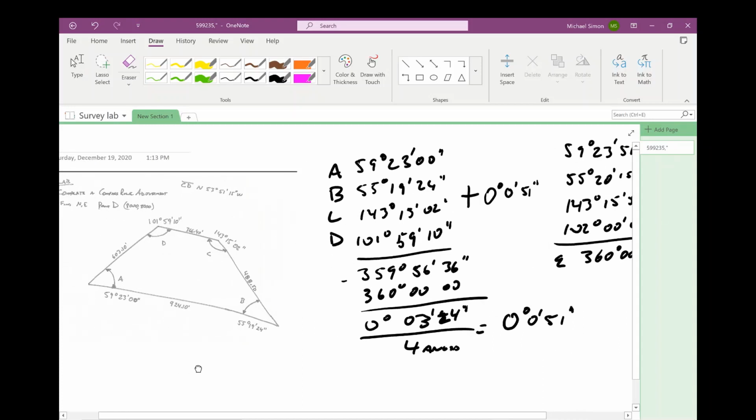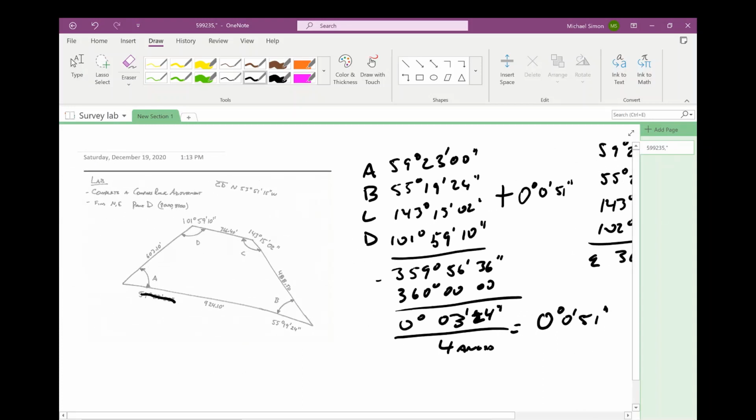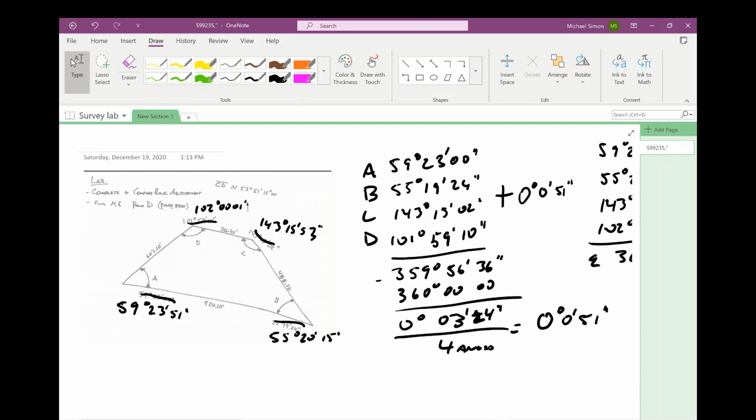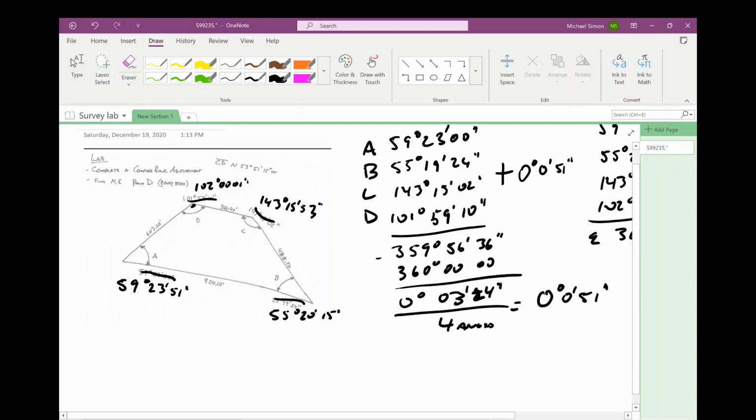Once we have those, now we want to change these. So this angle becomes, I'm going to cross them out so I don't accidentally use the same one. Angle B, 55, 20, 15. Angle C, 143, 15, 53. And angle D, 102, 00, 01. All right, so those are the angles. We're given the first bearing of line CD. That means we start at point D, and we draw on the back bearing.